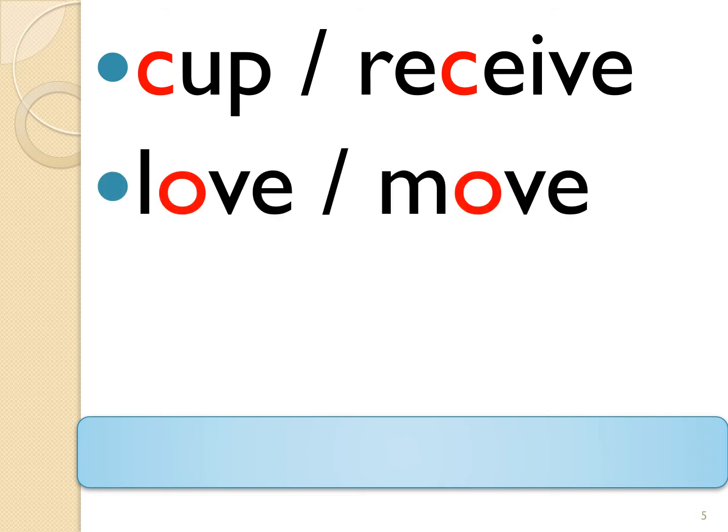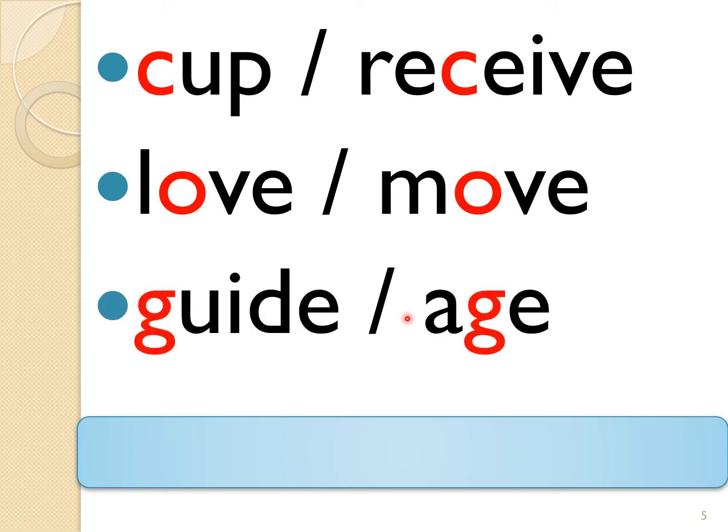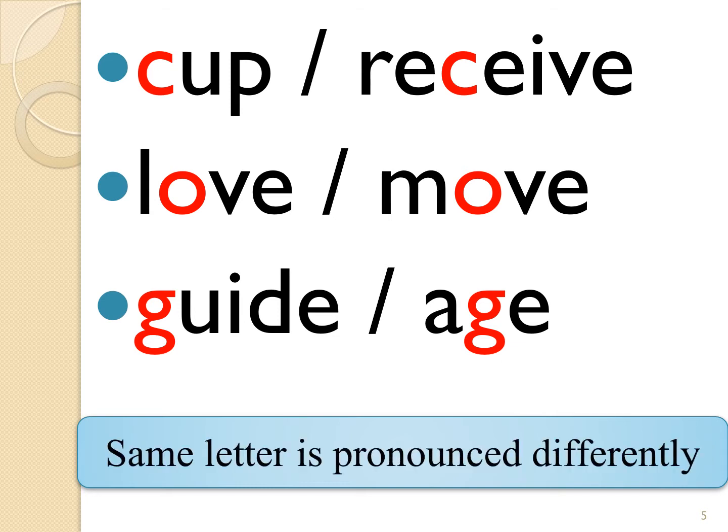Second pair, love and move. It's A in love, it's U in move. Okay? Third pair, guide and age. The letter G is pronounced as G in guide and J in age. Conclusion. Sometimes in English, the same letter is pronounced differently.